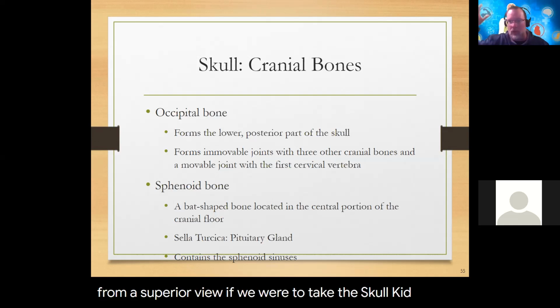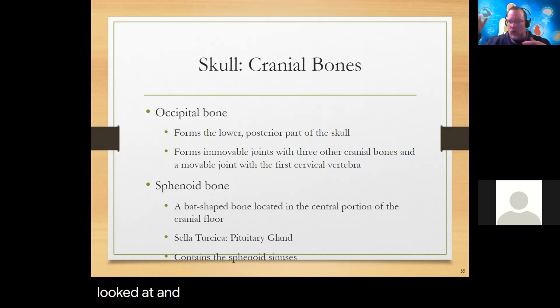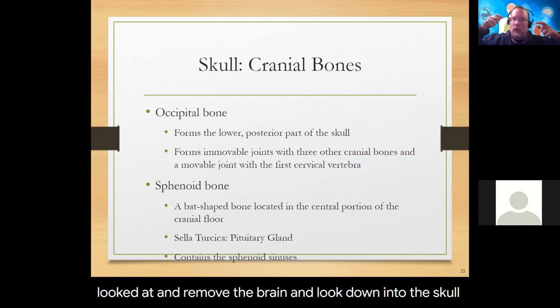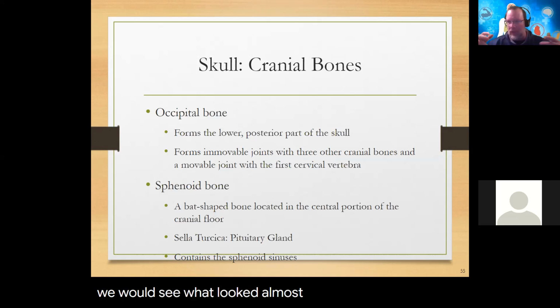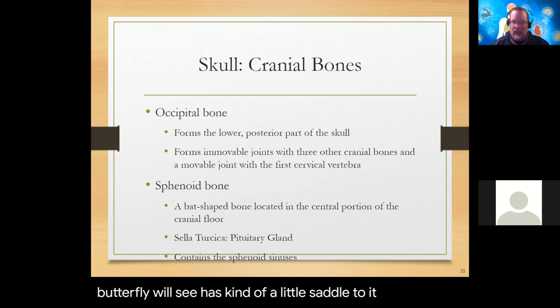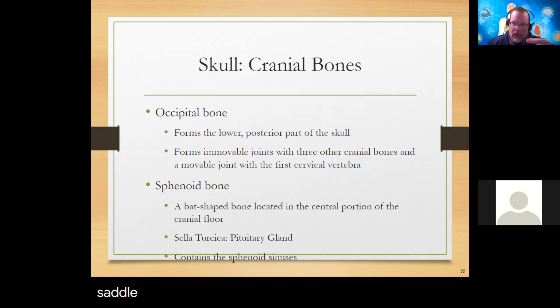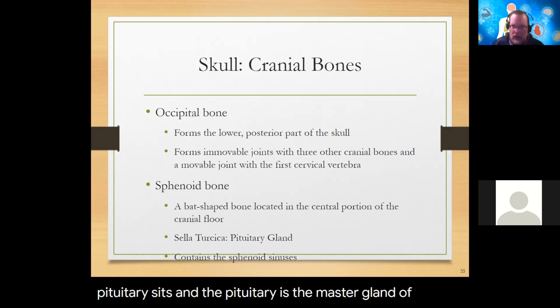From a superior view, if we were to take the skull cap off, remove the brain and look down into the skull, we would see what looks almost like a bat or butterfly shaped feature of the sphenoid bone. So they call them the wings of the sphenoid. And the body of that butterfly has a little saddle to it. And that saddle is grooved out. We're going to see that's where the pituitary sits. And the pituitary is the master gland of the endocrine system.